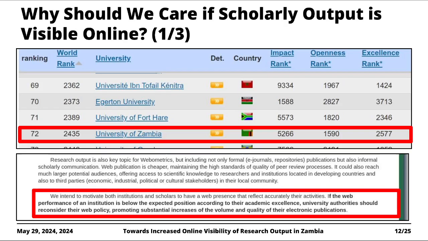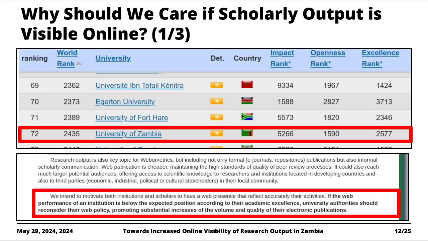This has come up at UNZA of late, the issue of rankings. I took a snapshot of a Webometrics ranking, and apparently UNZA is ranked number 72. Now, if you look at the red bounding box on the bottom, you realize that part of what they do in terms of compiling these rankings is they look at details associated with your publishing record as an institution.